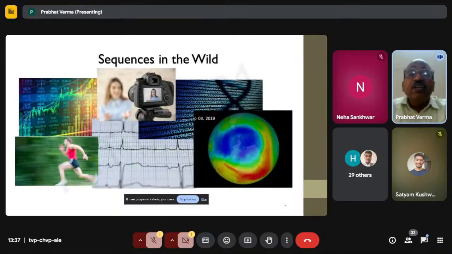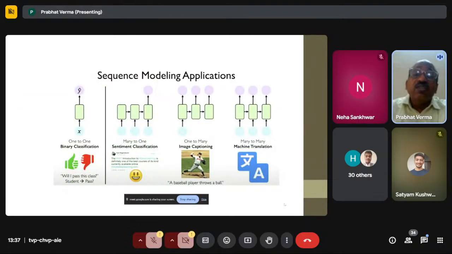Similarly, a video is made up of so many sequential images or photographs. If a person is walking or running, there is a sequence in his running. Earth is rotating or revolving, so there is a sequence. So sequence does play a very important role in our day-to-day life. So there are so many applications that are based on sequence.